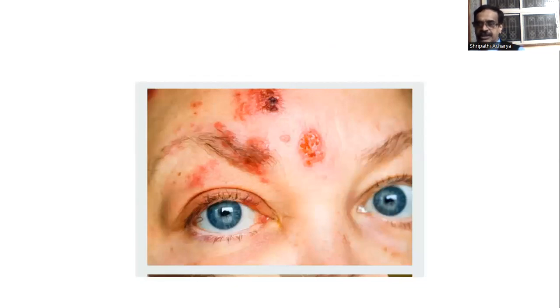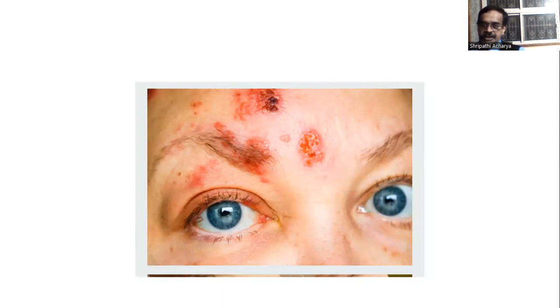So here you see the lesions of herpes zoster. There will be pain, itching, burning sensation, and fever simultaneously in the patient. In some patients there will be pain, in some patients there will be itching, and in some patients there will be burning sensation near the lesions in a patient of herpes zoster.